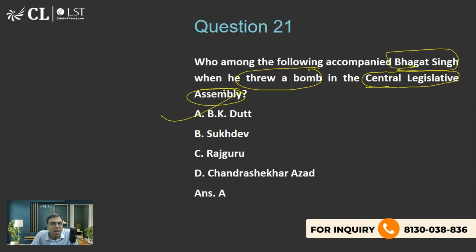Bhagat Singh, Sukhdev and Rajguru were hanged together in March, I think 23rd March somewhere. So they were hanged in March 1931. But ये जो Central Legislative Assembly में बॉम्ब रखा था, that was done by B.K. Dutt. हाँ, now it's called as Parliament. तो actually क्या होता है?